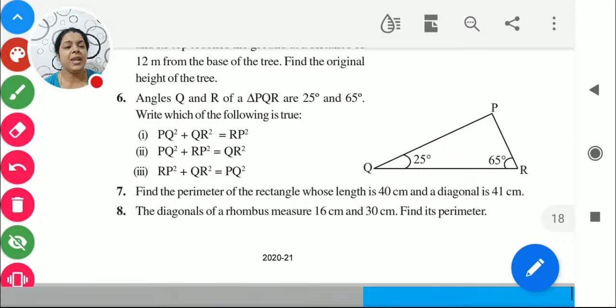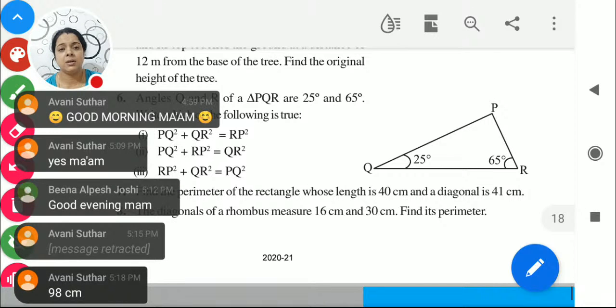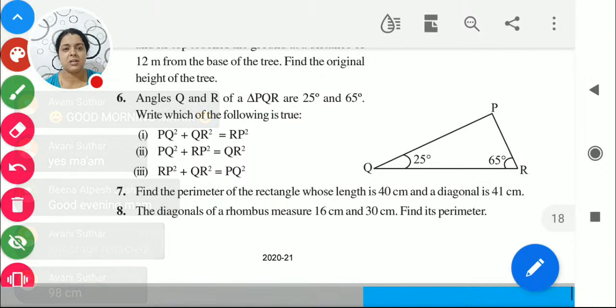Okay, so now we are coming to question number 8. Let's go for question number 8. You know rhombus? Okay, perfect. 40 plus 8, 48, multiply by, no, you just check with your answer. 40 plus 9, 49, and yeah, correct answer, perfect, correct. Okay, so now we are coming to the last question, which is question number 8.